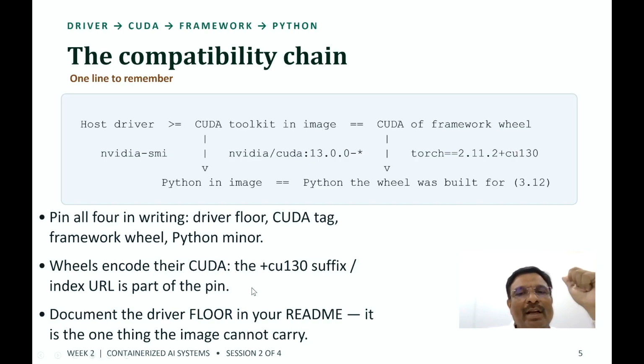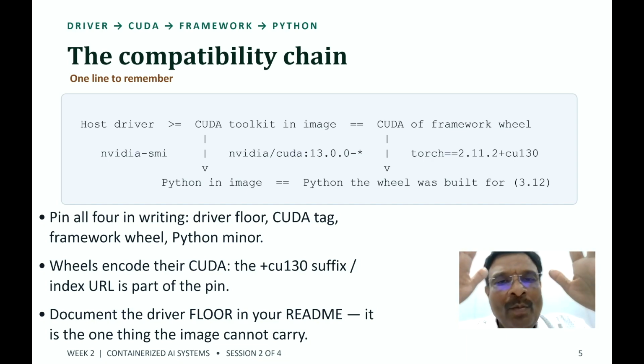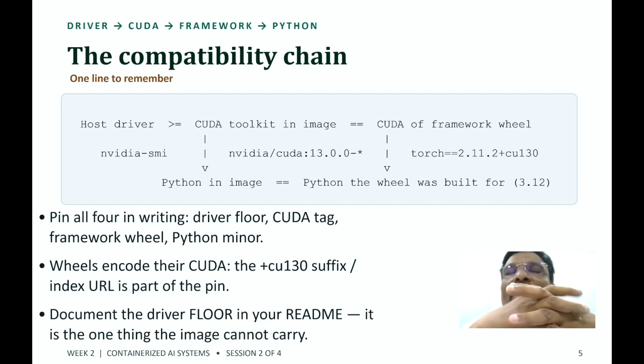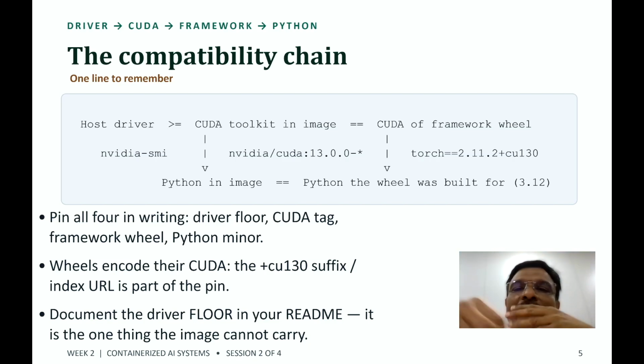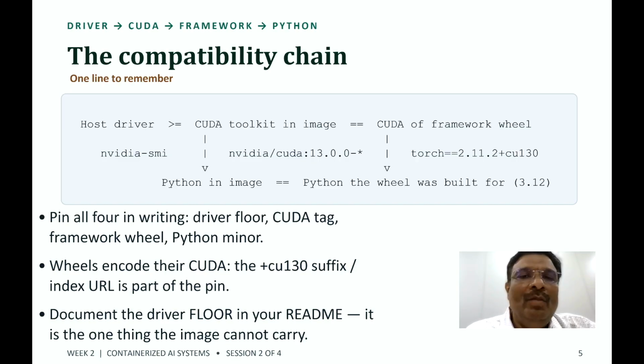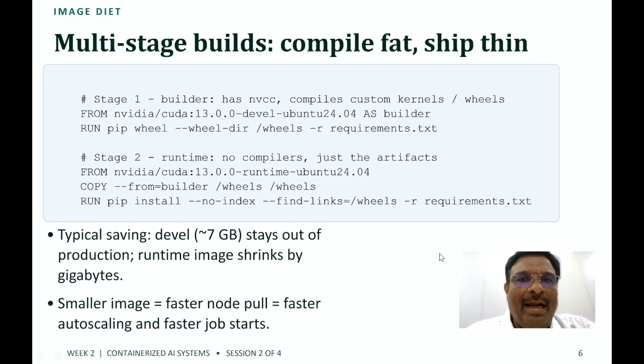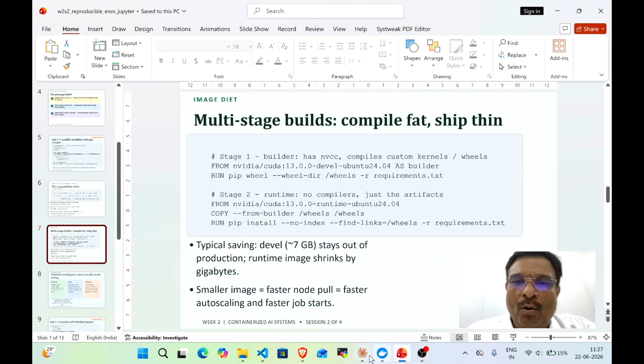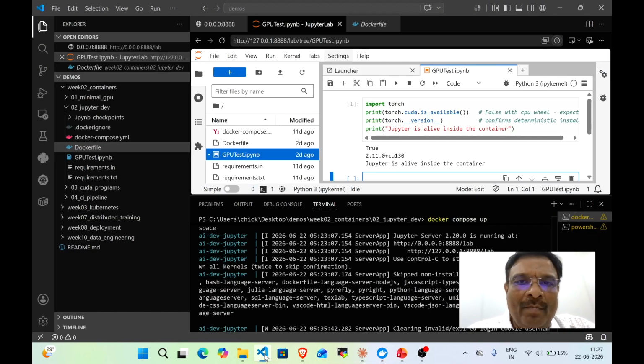Wheels encode their CUDA. That means the plus cu130 suffix and index URL is part of the pin. Document the driver flow in the README file. It is one of the things the images cannot carry. So in the README you also need to put which particular driver people should be using. We'll see that when we do the hands-on. Okay, so now let us go to the hands-on.